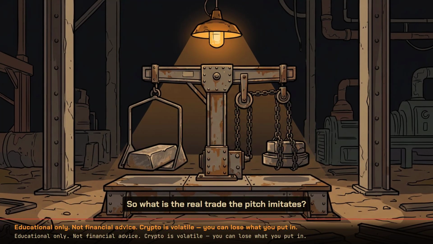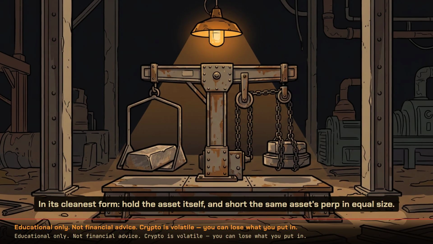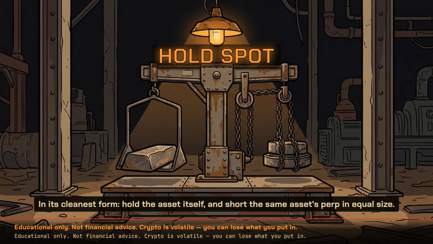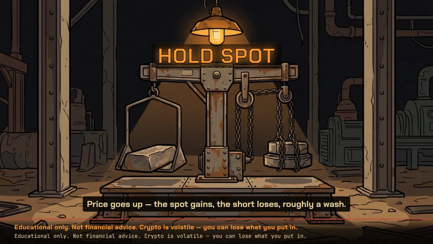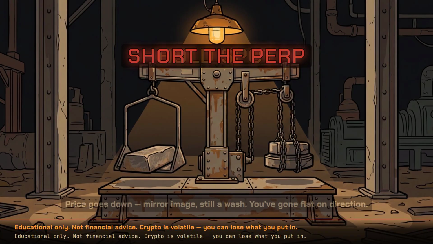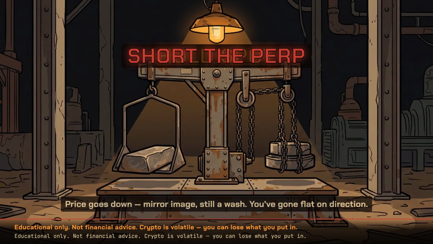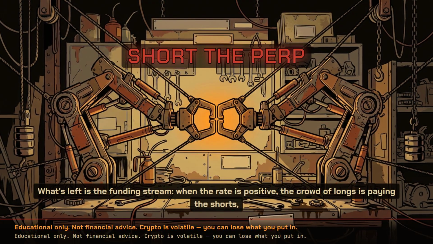So what is the real trade the pitch imitates? In its cleanest form, hold the asset itself and short the same asset's perp in equal size. Price goes up, the spot gains, the short loses, roughly a wash. Price goes down, mirror image, still a wash. You've gone flat on direction. What's left is the funding stream.